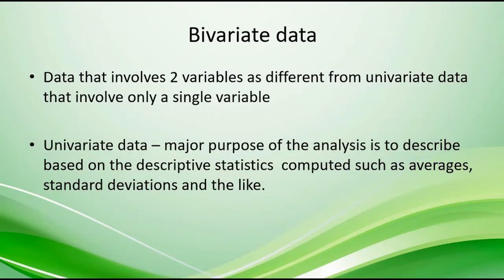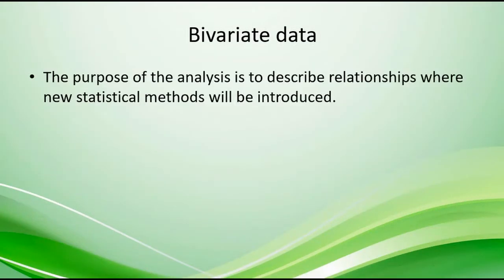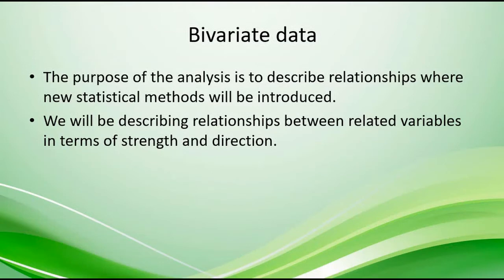For univariate data, the major purpose of the analysis is to describe based on the descriptive statistics computed, such as averages, standard deviations, and the like. For bivariate data, the purpose of the analysis is to describe relationships, where new statistical methods will be introduced. We will be describing relationships between related variables in terms of strength and direction.